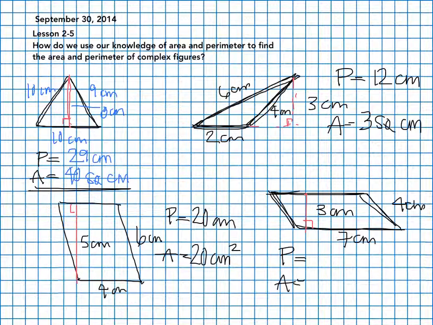Let's see, we're looking for perimeter, so we're just going to walk around our parallelogram. So we're going to go 4 plus 7 is 11, plus 4 is going to give us 15, plus 7 is going to give us 22 centimeters. Now, area, if we recall, is base times height. So we have base is 7, height is 3, base times height is 21 square centimeters.